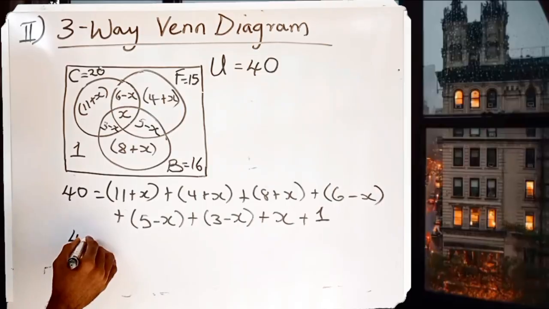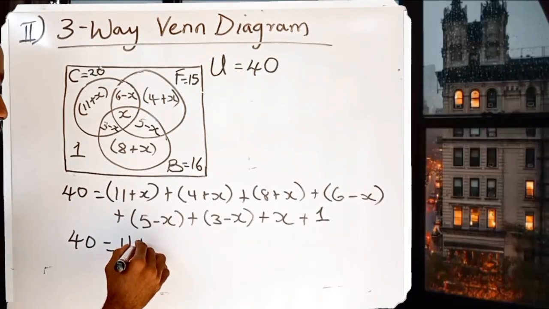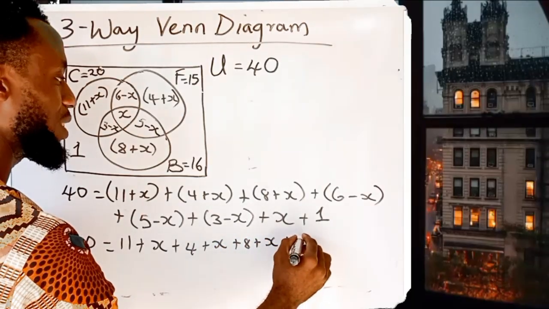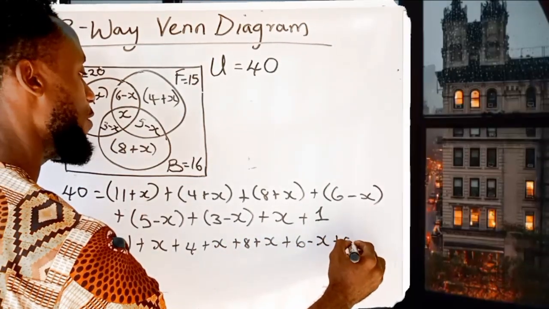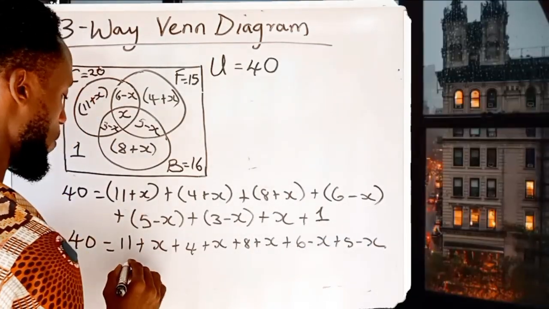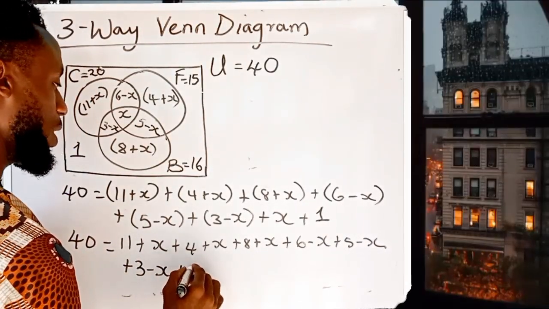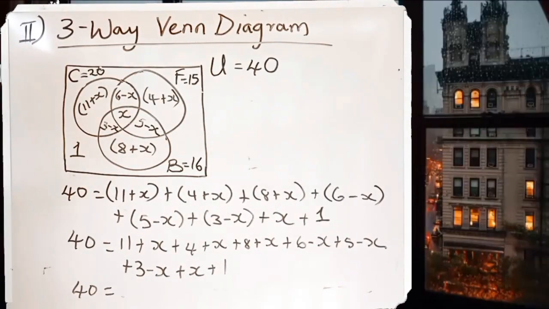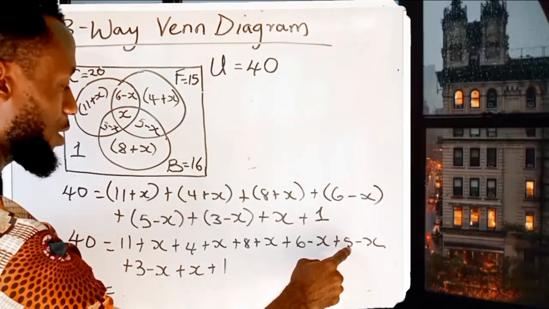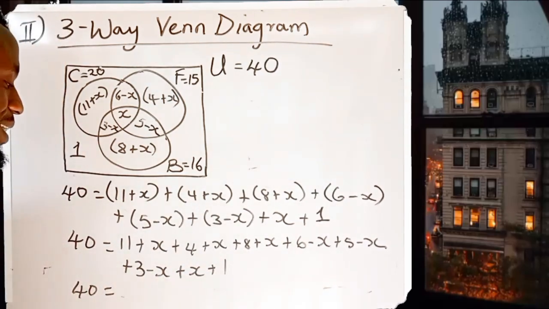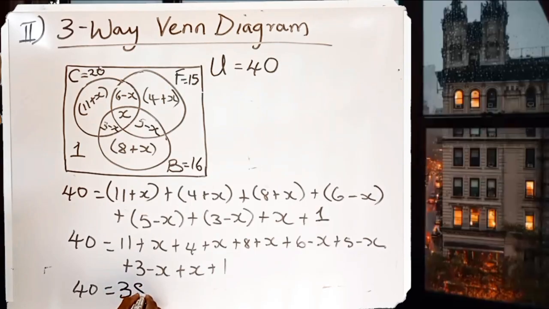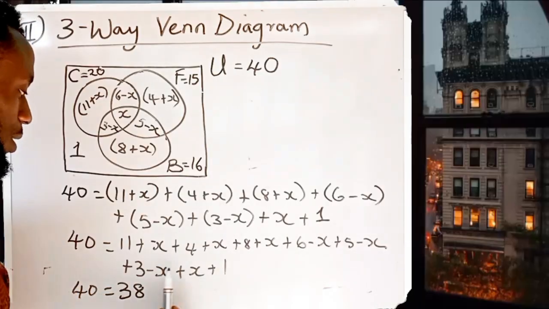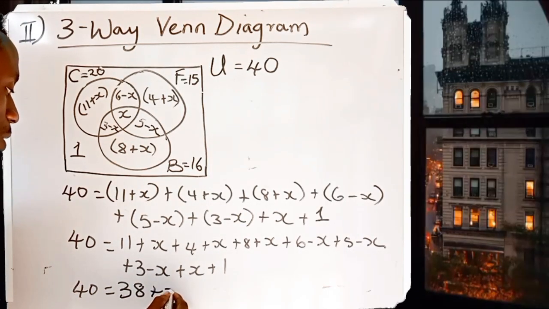So let's solve. Opening up the bracket, 40 becomes equal to 11 plus x plus 4 plus x plus 8 plus x plus 6 minus x plus 5 minus x plus 3 minus x plus 1. So 40 is equal to, solving it, 11, 15, 23, 29, 34, 37, 38. This gives us 38. Now x, 2x, 3x, 2x, 1x, 0x plus x.